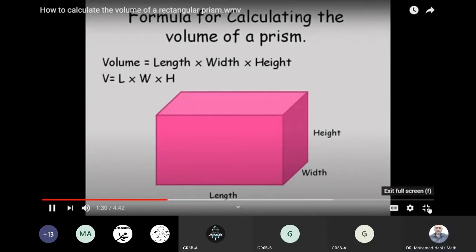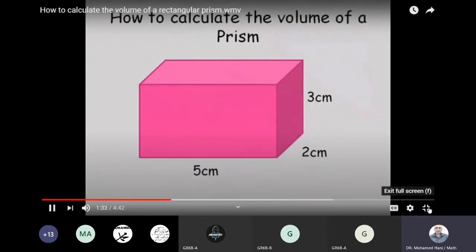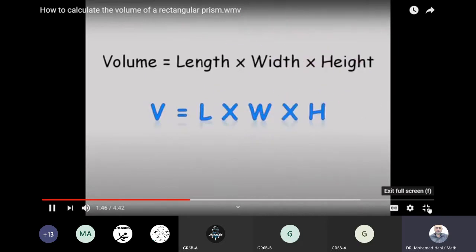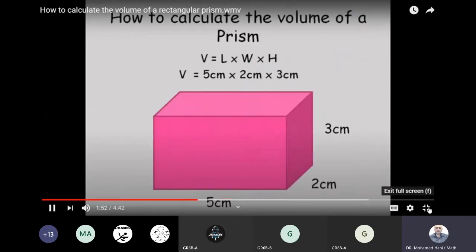So let's have a go at the formula. This rectangular prism has a length of 5 centimetres, a width of 2 centimetres and a height of 3 centimetres. Now, remember our formula? Volume equals length times width times height. So our prism has a length of 5 centimetres, a width of 2 centimetres and a height of 3 centimetres. So to work out our volume, we need to times 5 times 2 times 3. Let's have a go.